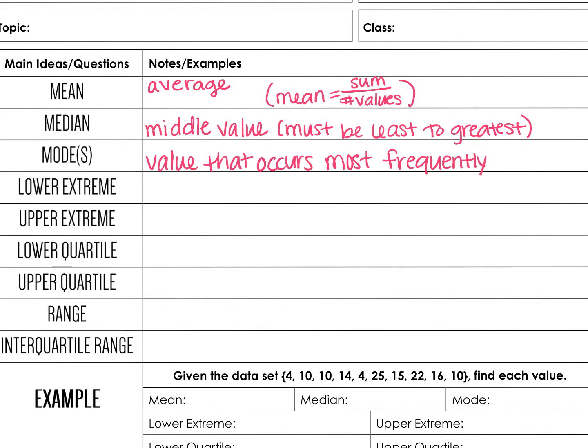The lower extreme, sometimes also called the minimum, is the lowest value. Its opposite is the upper extreme, or the maximum, and that's the highest value.